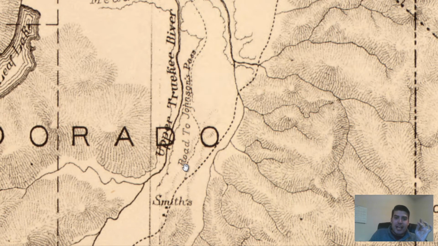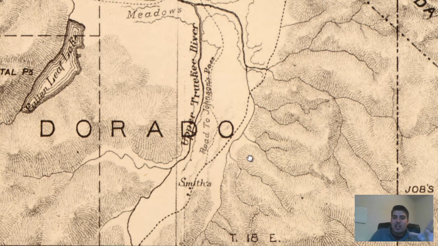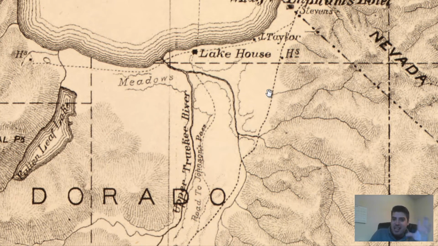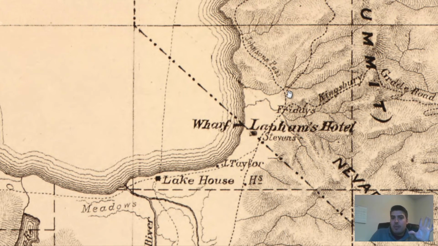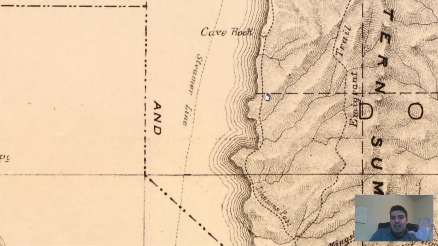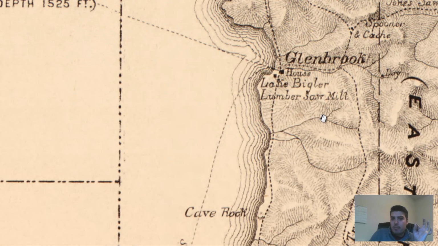Look right here. Road to Johnson's Pass. This is his pathway. We talked about the southern portion. Sometimes you really have to investigate these maps in depth, and I didn't see it because the text is so small. But this is his pathway, Johnson's Pass. Look at this. And I did know this when I looked at the map more specifically.